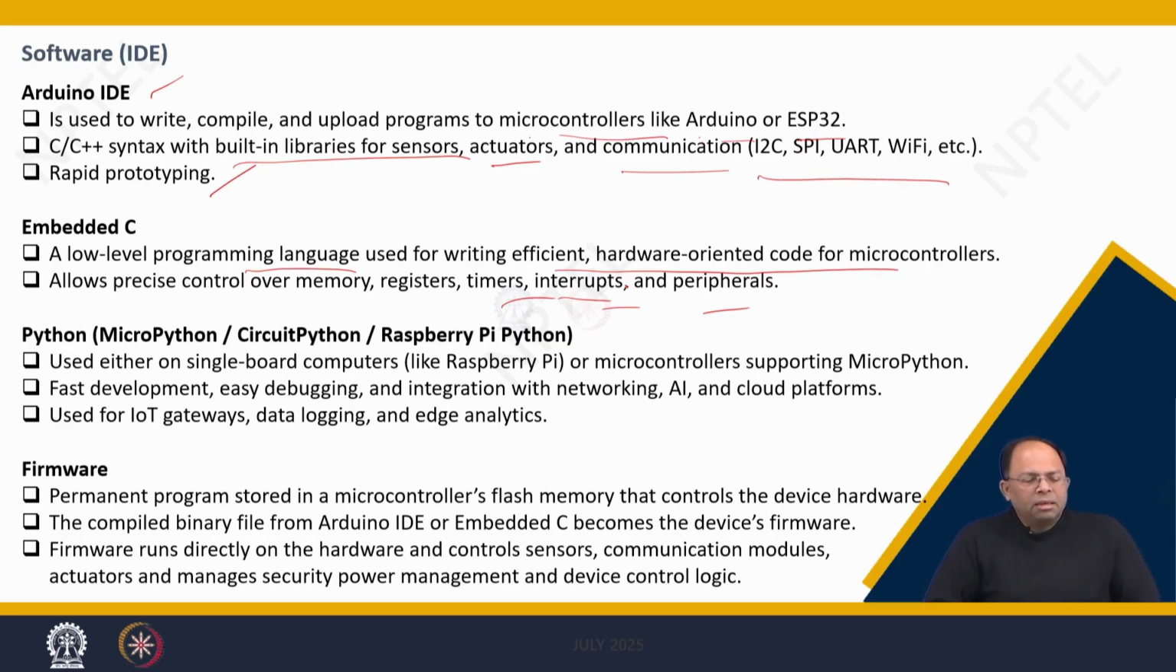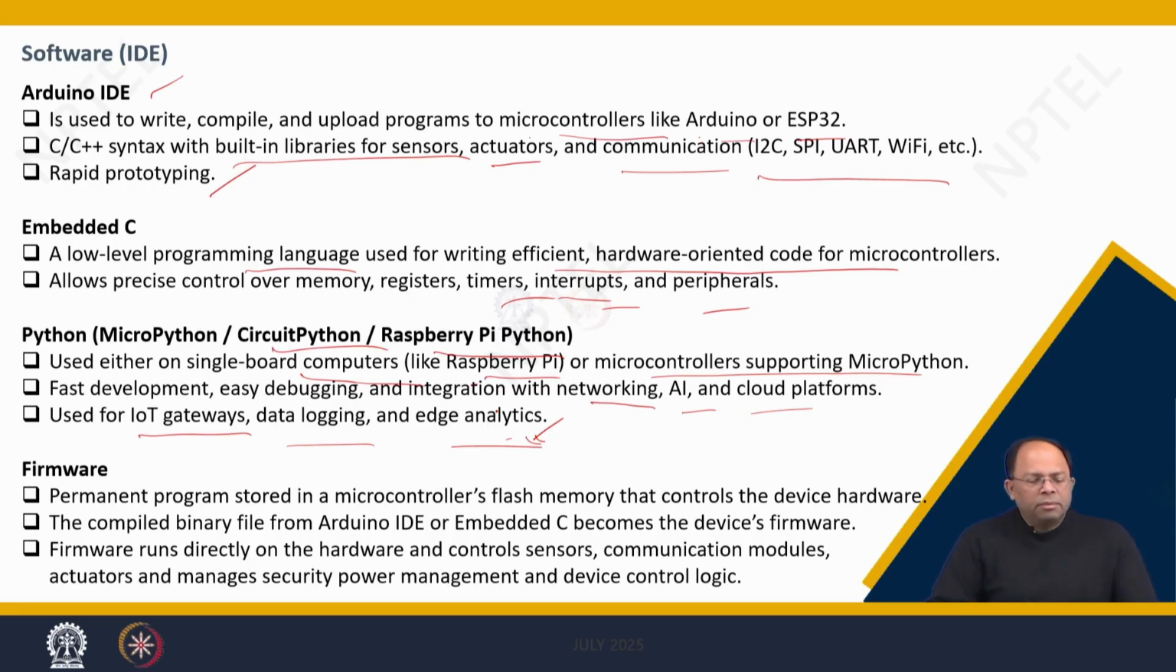Then there is Python. Instead of embedded C, we can also go for Python. It could be MicroPython, CircuitPython, or Raspberry Pi Python. So there are different ways we can use Python here, and it could be used on both single board computers like Raspberry Pi or microcontrollers which support MicroPython, of course. It allows fast development, easy debugging, and integration with networking, AI, and cloud platforms. It is mostly used for IoT gateways, data logging, and edge analytics, right? So if I want to run some AI programs on a device, that is where edge analytics using MicroPython is very, very common.